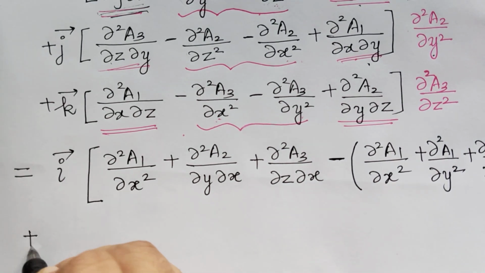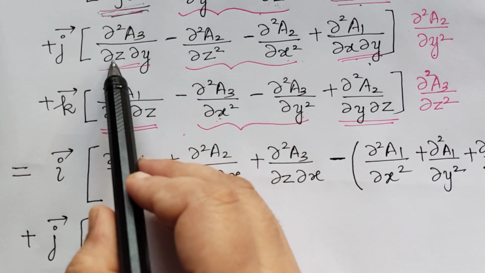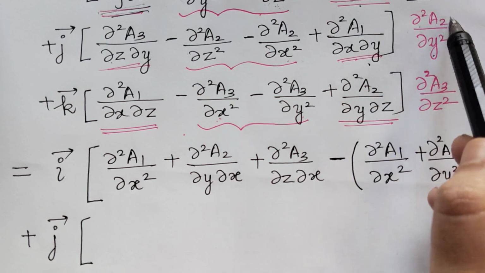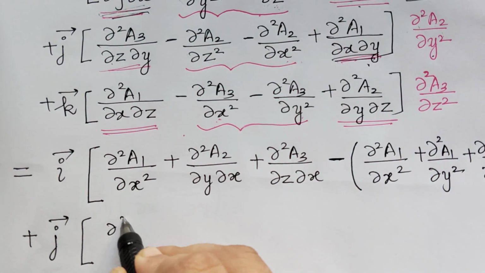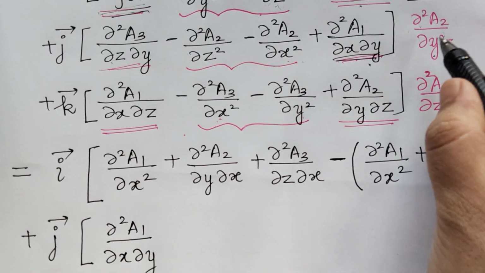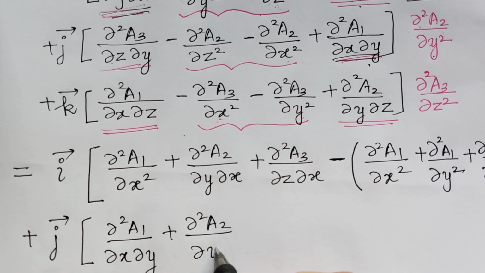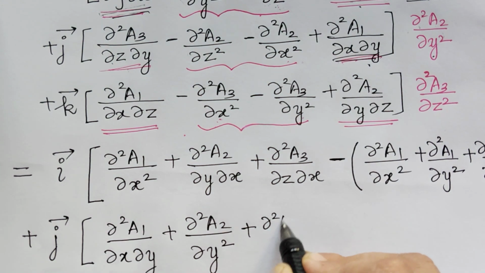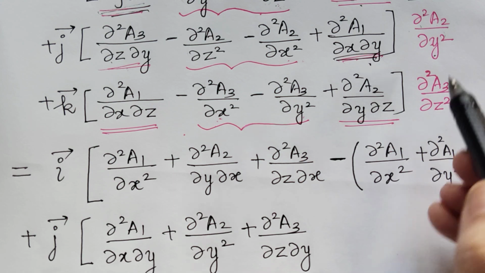So plus j vector multiplied with, so first I will write that is dou square a2 by dou y square, the adding part. So first I will write this term because it is a1 here. So dou square a1 by dou x dou y. Then I will add this. So plus dou square a2 by dou y square. And then I'm writing this term. So plus dou square a3 by dou z dou y. Now I'm going to subtract this term.